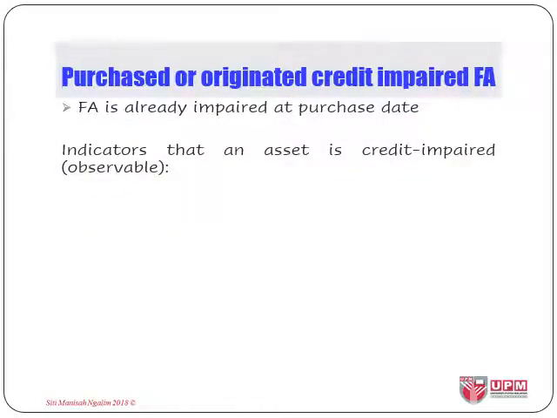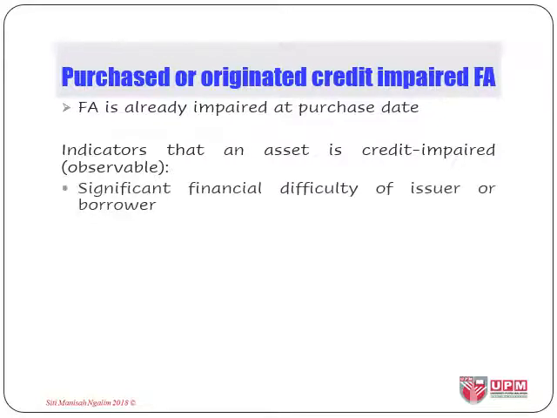For a purchase credit impaired financial asset, this simply means that the financial asset is already impaired at purchase. We may identify such asset with some indicators that can be observed about the asset or the issuer of the asset. Things like, we know the issuer has significant financial difficulties. This may give you some idea that the financial asset that they offered you or offered by another entity is already impaired, meaning we will not be able to get the face value of the asset.